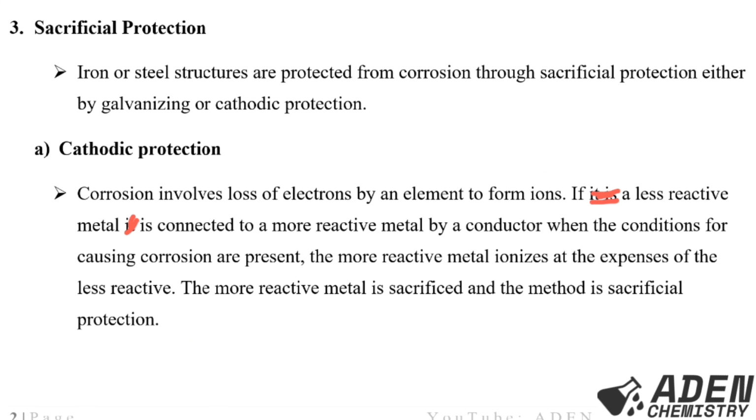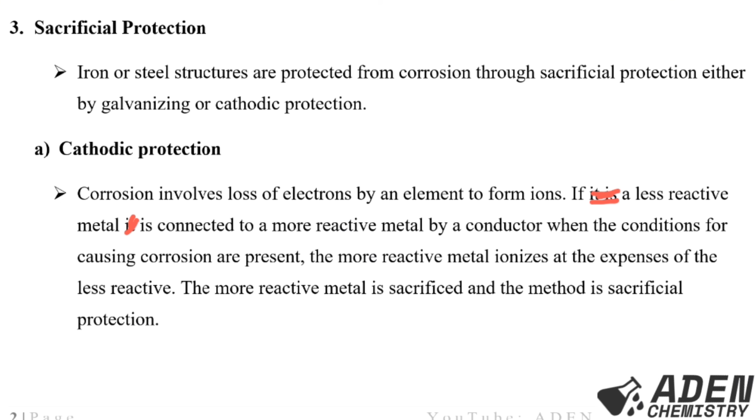So we go to the first, that's cathodic protection, and we're saying corrosion involves loss of electrons by an element to form ions. If a less reactive metal is connected to a more reactive metal by a conductor, when the conditions for causing corrosion are present, we are told the more reactive metal ionizes at the expense of the less reactive metal. Then we are told the more reactive metal is sacrificed, and the method is called sacrificial protection.